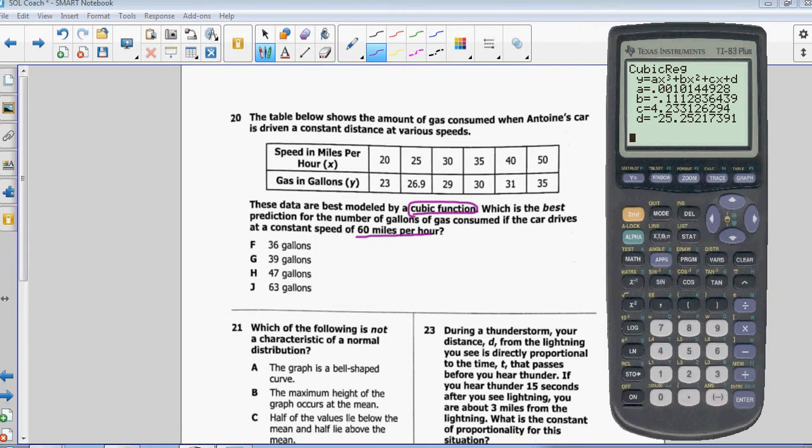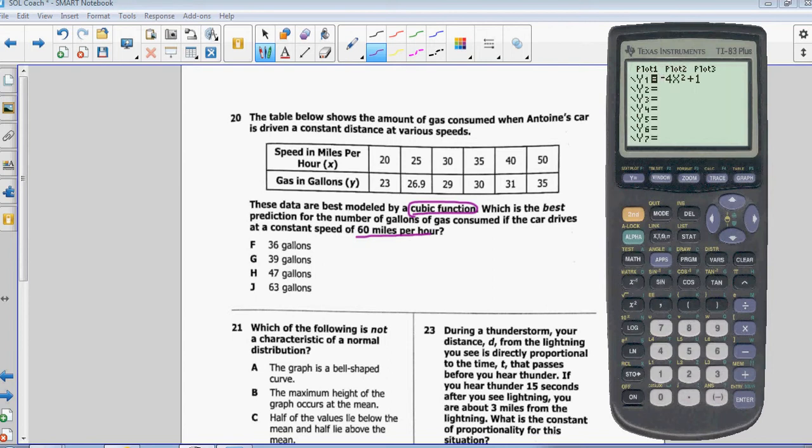Okay, so this is the equation I get, and I'm going to write this equation down. So it's y is equal to 0.001 x cubed plus negative 0.111 x squared plus 4.233x plus negative 25.252. So you can write that down and you can plug in 60.